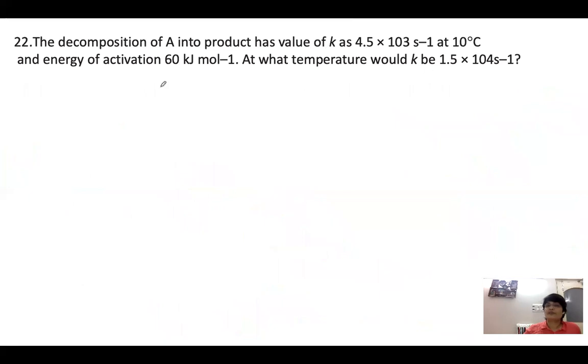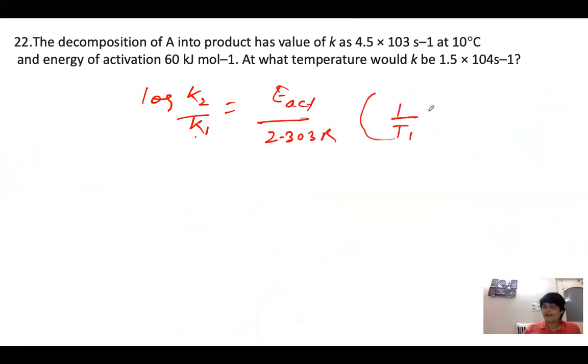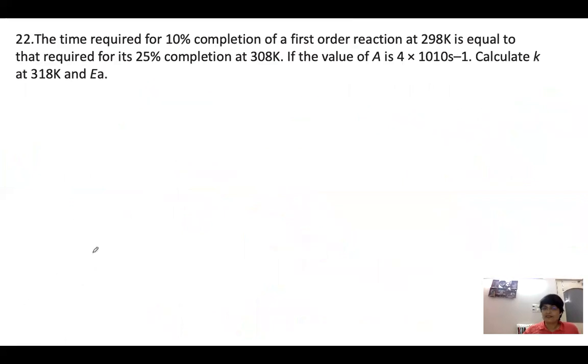This is a simple formula: log K2 by K1 is equal to, log A we have already removed, E act upon 2.303 R into 1 upon T1 minus 1 upon T2. Right? So this is the expression.